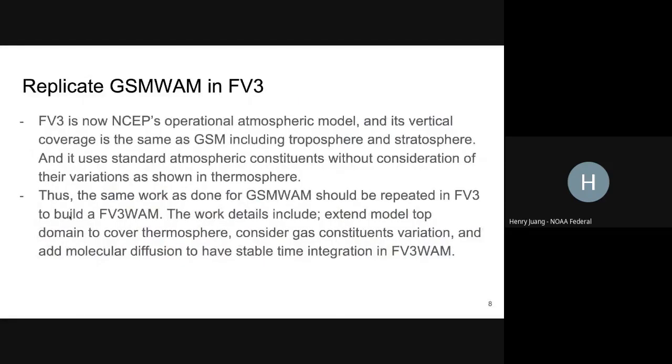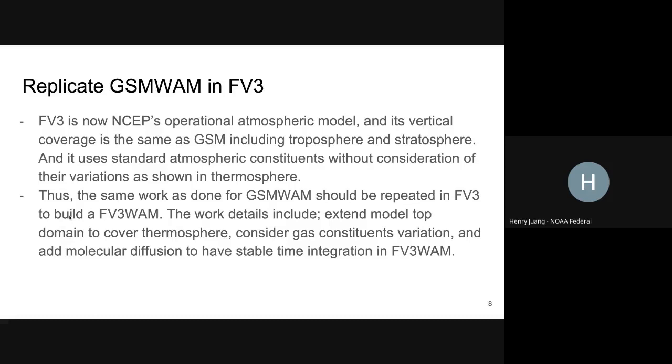Okay, next one. In order to go into the UFS application, we know that FV3 is the UFS model right now, and also the NCEP operational atmospheric model, and it has the same coverage as the GSM. It's the same situation: it doesn't consider the variation of the constituents that I showed in the thermosphere. So we have to treat the FV3 with the same work we have done for the GSM-WAM.